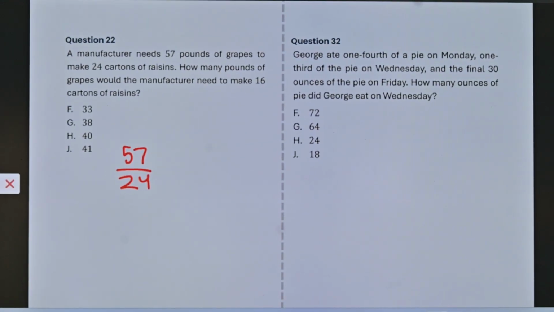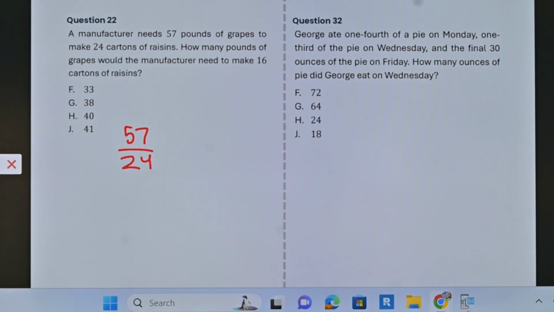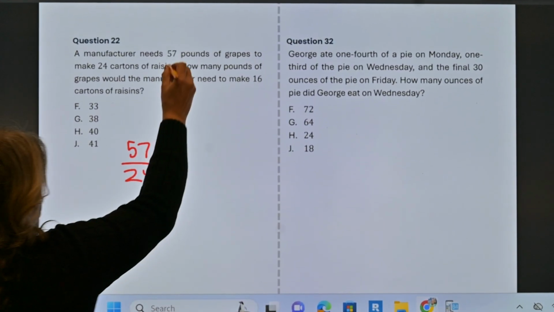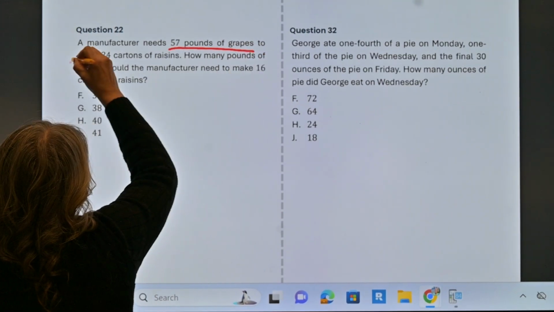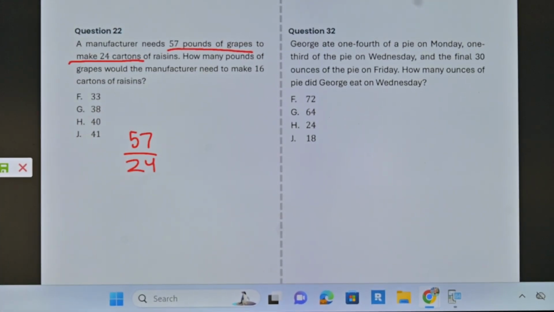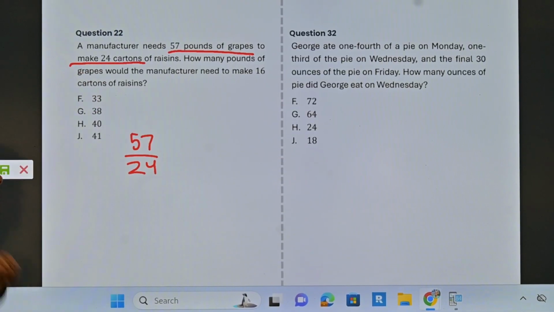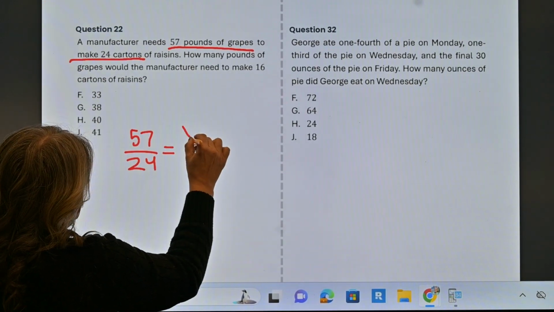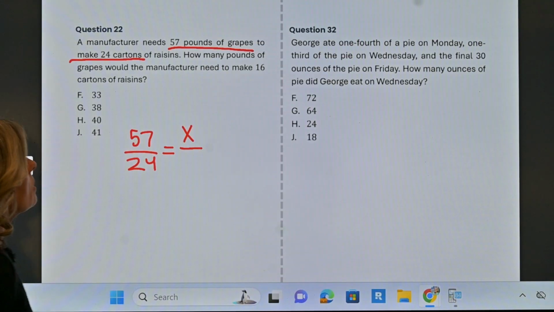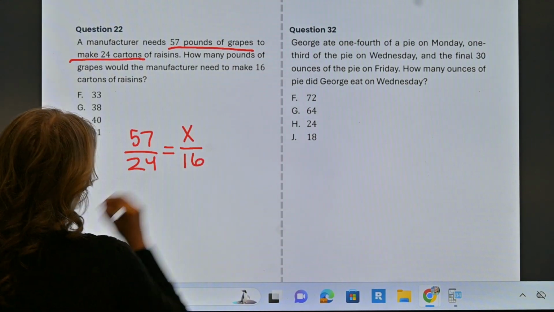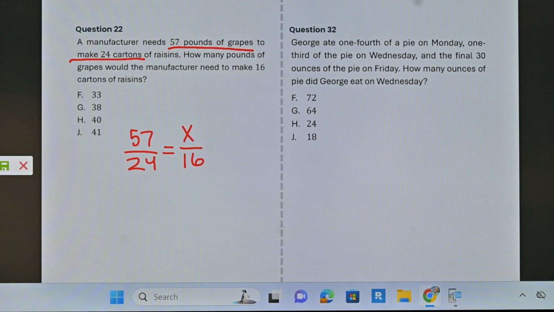Anytime you see this, it's starting to ask for a proportion, okay? A manufacturer needs 57 pounds of grapes to make 24 cartons of raisins. How many pounds? Pounds is on top, right? So how many pounds, we don't know that, that's our variable, of grapes would the manufacturer need to make 16 cartons of raisins?